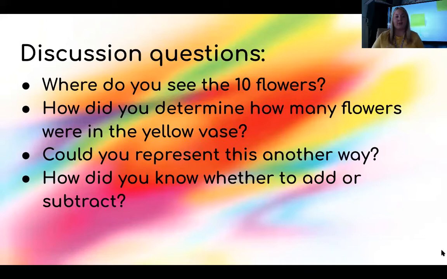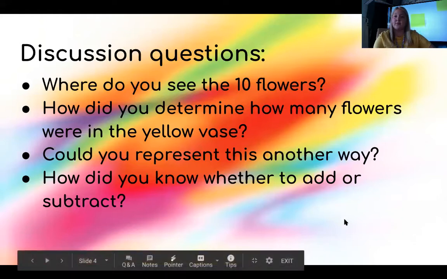Great work. And now let's think. How did you know if you were supposed to add or subtract in that problem? Tell someone around you. Great work.